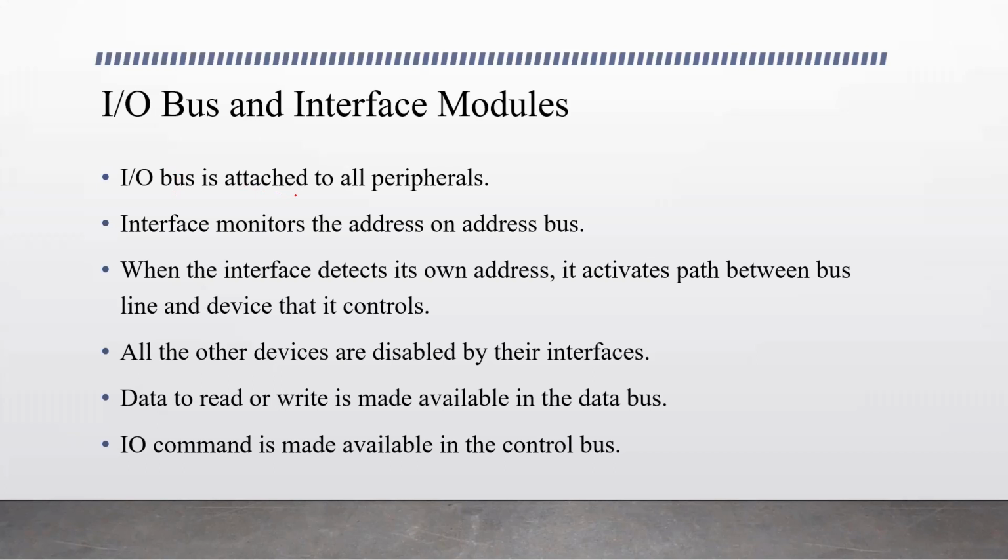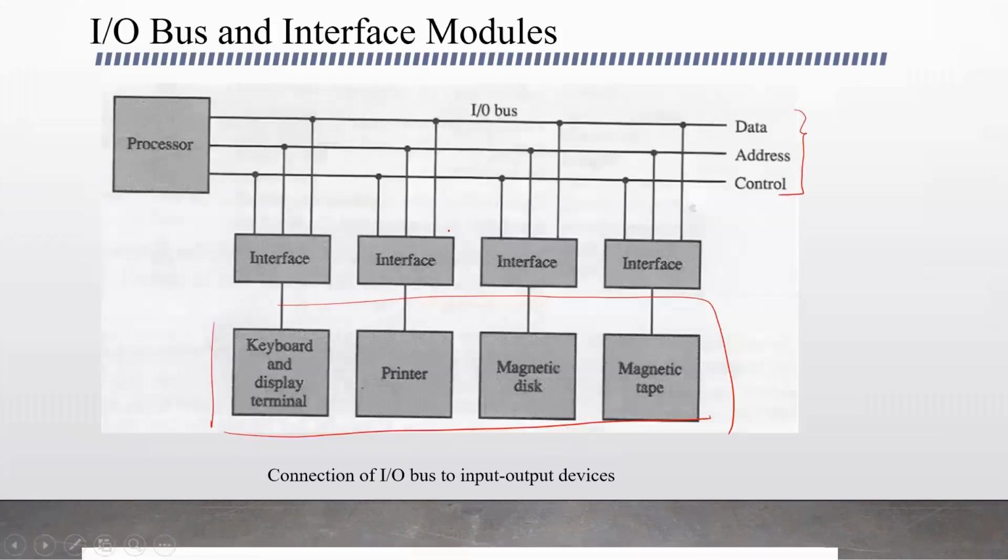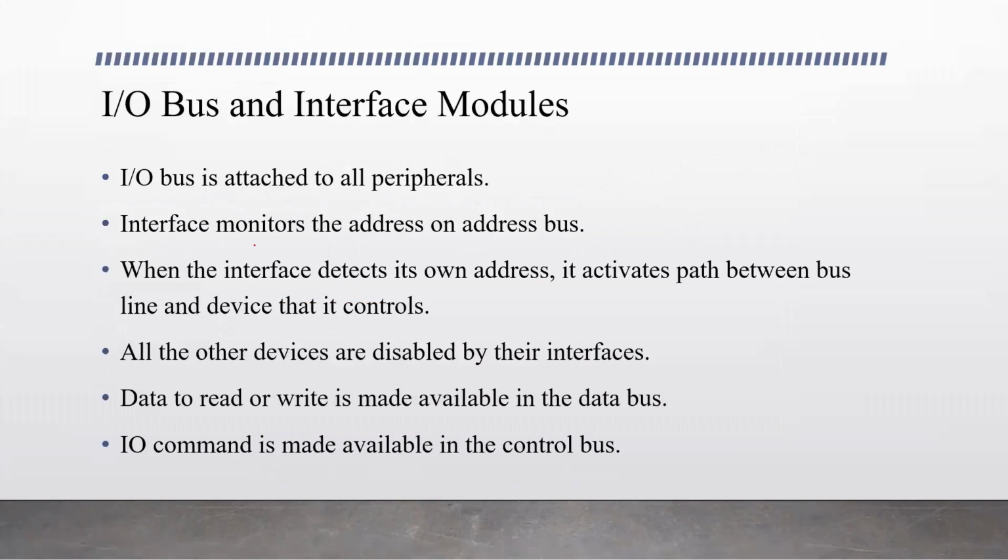IO buses are attached to all peripherals. The IO bus that has the data bus, address bus, and control bus, these are connected to all peripherals, and the interface monitors the address on the address bus. When the interface detects its own address, it activates the path between the bus line and the device that it controls. And all the other devices are disabled by their interfaces.